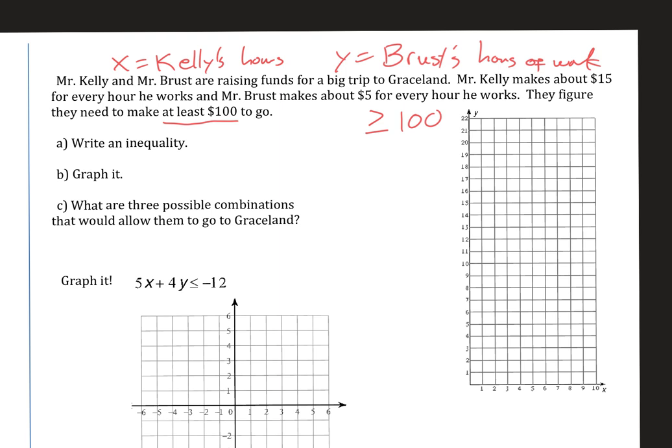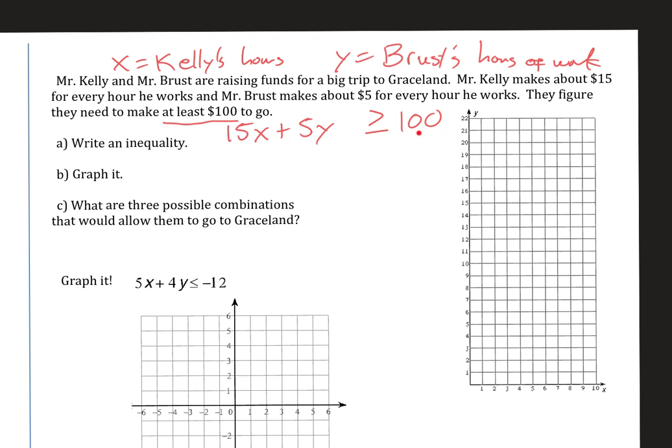Well, what does that mean? That would mean that I have $15 for every X, for every hour that Kelly works. So if I had 1 hour, I'd have $15. If I had 2 hours, I'd have $30, and so on. Plus 5 for every Y, every hour that Brest works. I would have the total amount of money that they're going to make, which we already said has to be at least $100. Now, at least tells me it's greater than $100, or it could be equal to. That's how I knew that would be equal to. All right, I have an inequality, but now they want me to graph it.